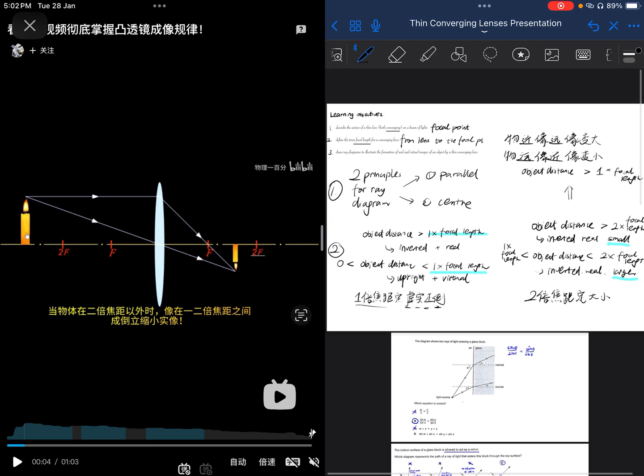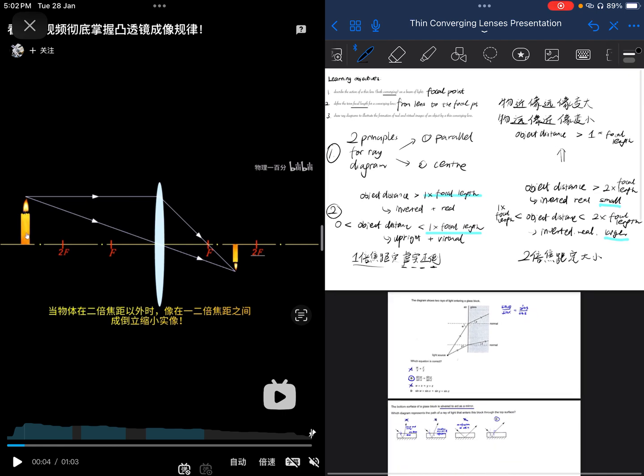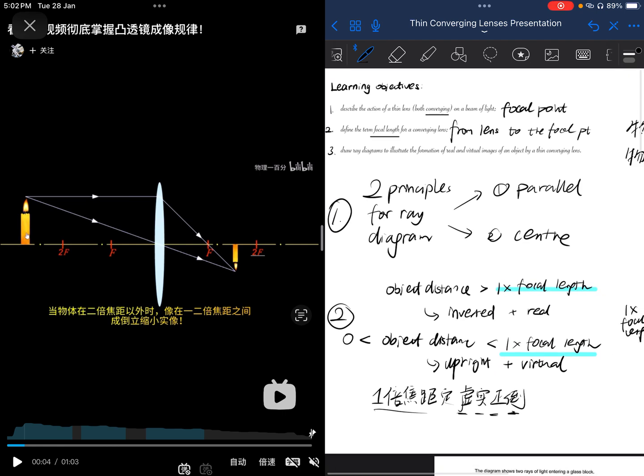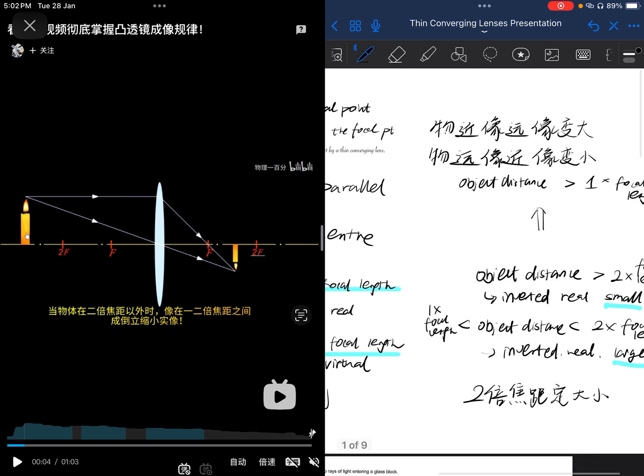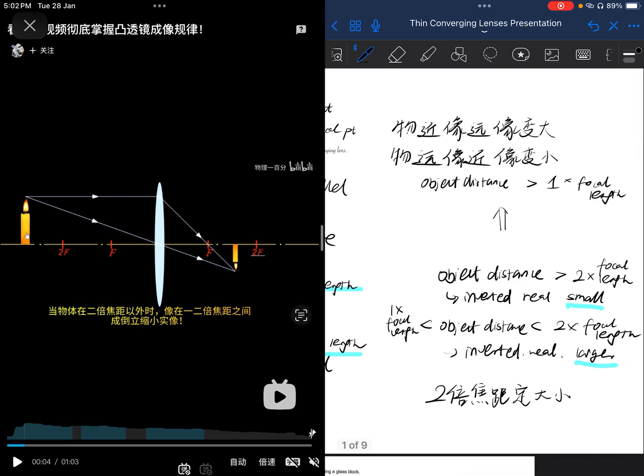So in today's overview, we have talked about the learning objectives, and we delved into 2 principles for ray diagram as well as the application. So at different instances, what is happening. Now chant with me if you're comfortable with Chinese. 一倍焦距定虚实正道，二倍焦距定大小，物近向远向变大，物远向近向变小.